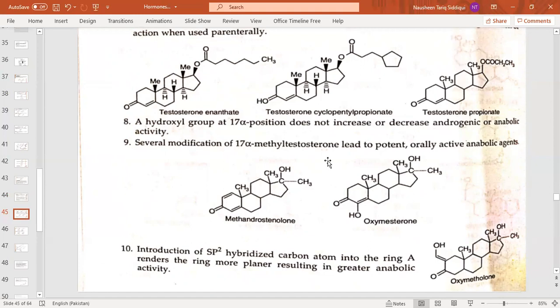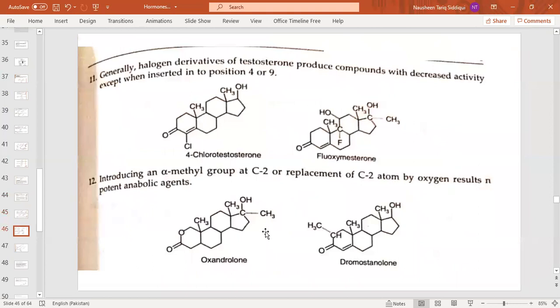Introduction of an sp2 hybrid carbon atom into ring A renders the ring more planar, resulting in greater anabolic activity. Generally, a halogen derivative of testosterone produces compounds with decreased activity except when inserted into position 4 or 9. Okay, introduction of an alpha methyl group at C2 or replacement of the C2 atom by oxygen results in a potent anabolic agent.